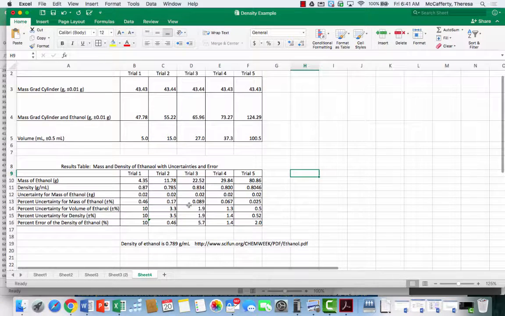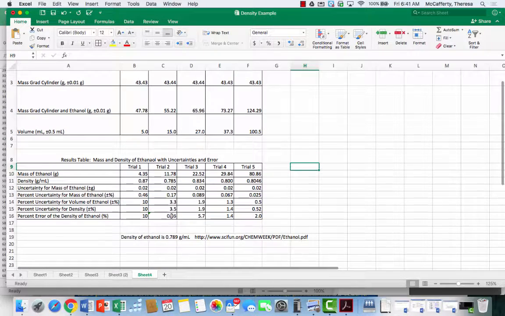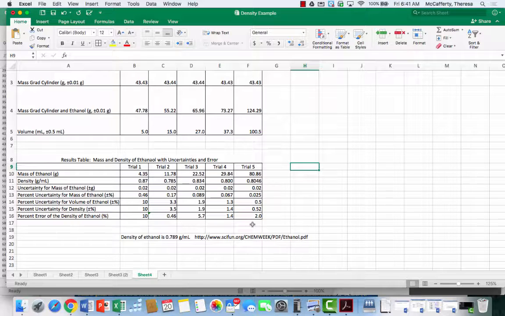All right, and then you can play around and make them pretty, but I think that shows you how to do calculations, how to copy them across the entire table, and then how to adjust some of the sig figs.